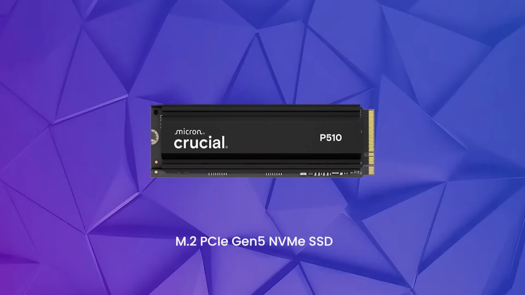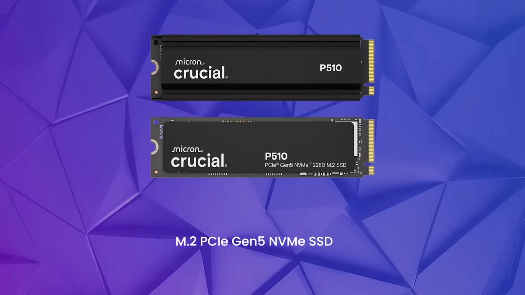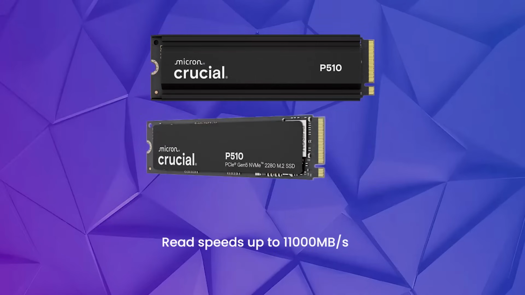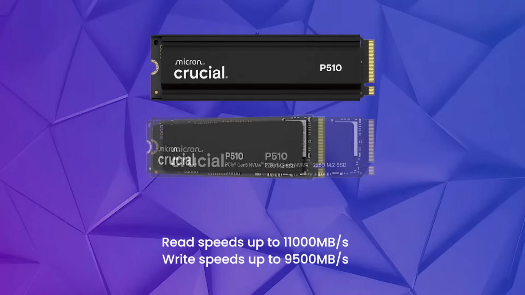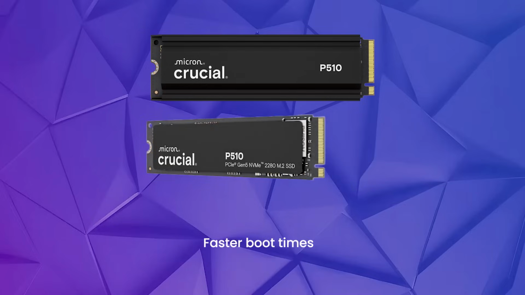This is an M.2 PCIe Gen 5 NVMe SSD, offering read speeds of up to 11,000 megabytes per second and write speeds up to 9,500 megabytes per second. That's nearly double the speed of many Gen 4 drives, meaning faster boot times, quicker file transfers, and smoother multitasking.